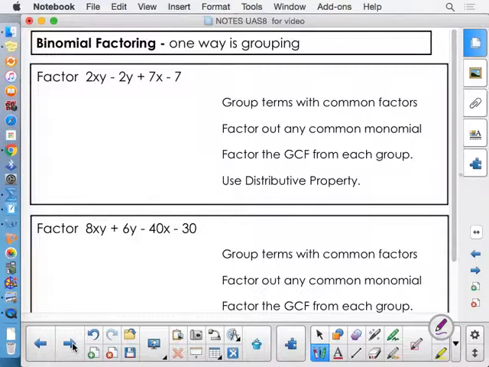Binomial factoring: trying to put our factors, after we've gotten the greatest common factor out, into binomial factors, two-term expressions. And one way is grouping. In the second video, we'll go through it with trinomials. But one way is grouping.